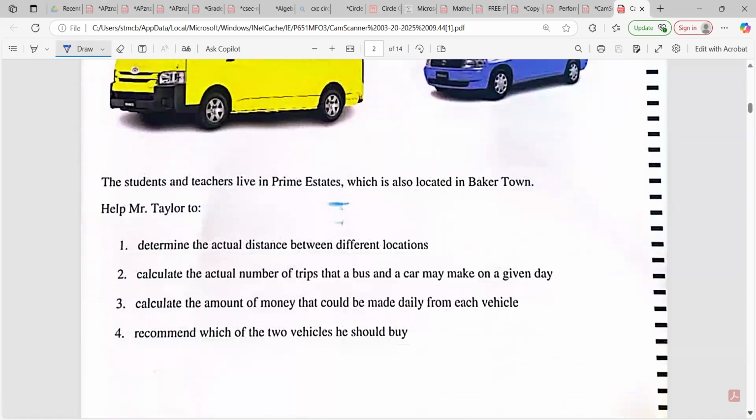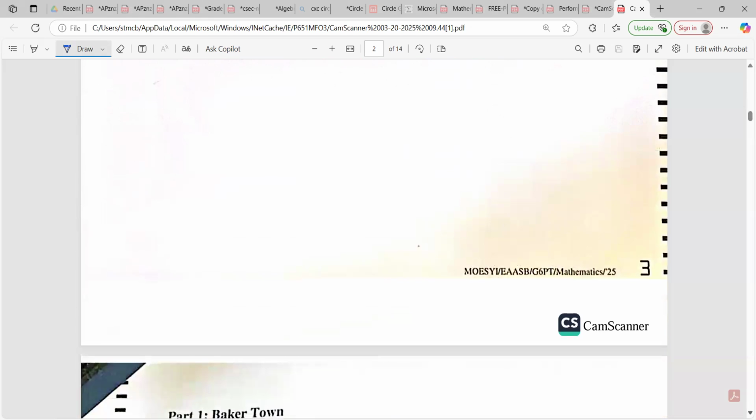Help Mr. Taylor to: 1. Determine the actual distance between locations. 2. Calculate the actual number of trips that a bus and a car may make on a given day. 3. Calculate the amount of money that could be made daily from each vehicle. Then recommend which of the two vehicles to buy.